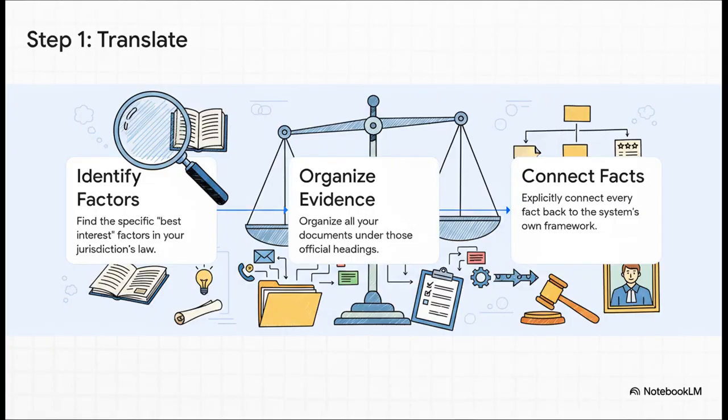All right, step one is you have to speak the system's language. Find the official best interest factors for your state. They're right there in the law. Then you organize every single piece of your evidence under those official headings. This forces the judge to see how your real life situation fits squarely into their legal framework. It makes your story much harder to ignore.